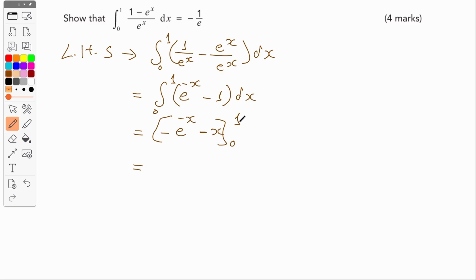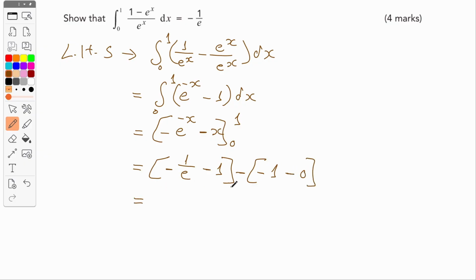Now we need to plug in 1 for each x. So it will be negative e to the negative 1, that will be 1 over e, minus 1. Now we have finished plugging in 1. Minus, you need to plug in 0. e to the power of 0 is just 1. So it will be -1, and e to the power of 0 is 1, so -1. Then minus x here is 0.